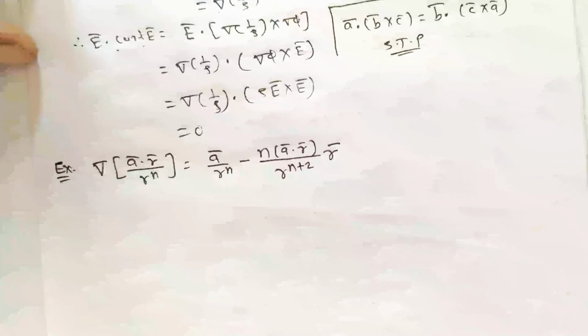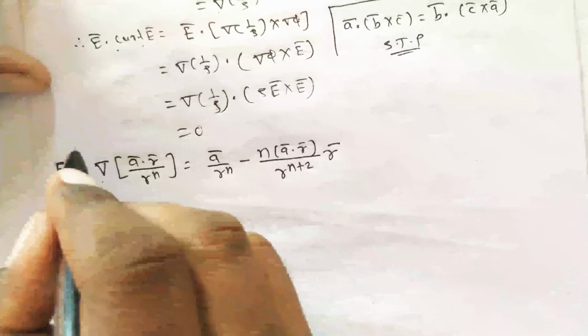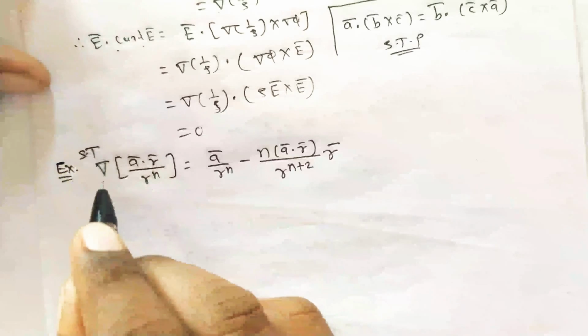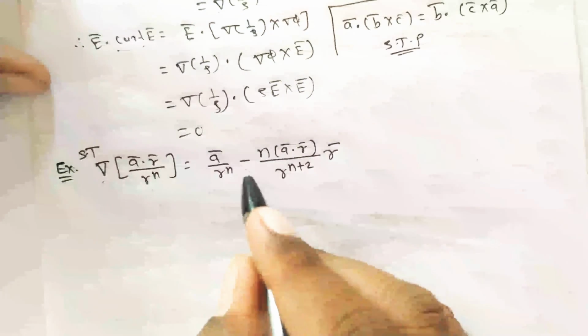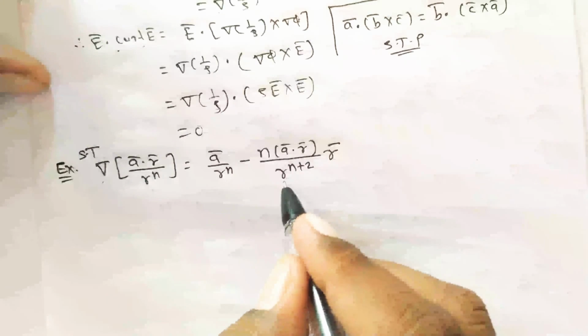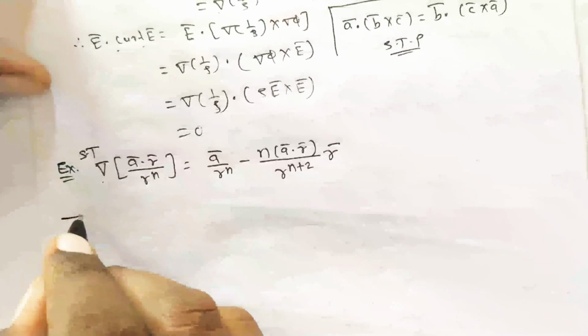So the next problem is: show that del of a bar dot r bar upon r raised to n is equal to a bar upon r raised to n minus n into a bar dot r bar upon r raised to n plus 2 into r bar. This problem is very simple.